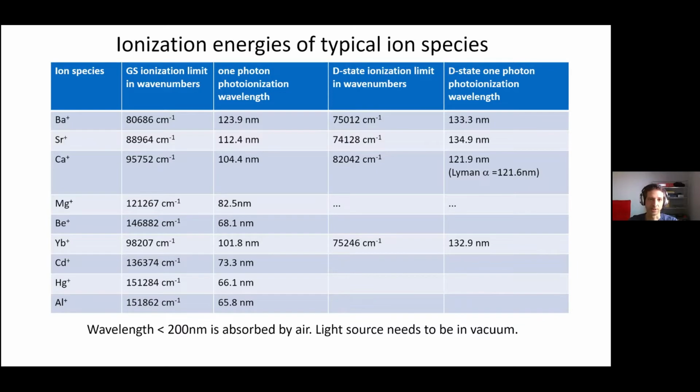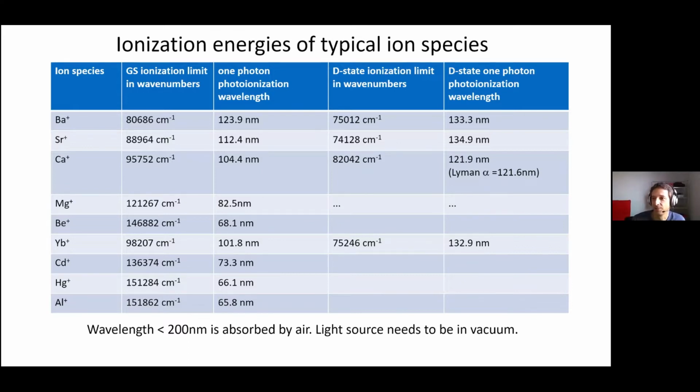If you look at typical ion species that are used for quantum computation in different labs around the world, and look at how to bring such species into Rydberg states, then you will realize that all of these ions need really high energy to bring them to Rydberg states. You need lasers with wavelengths of around 100 nanometer to bring them from a ground state into a Rydberg state, or even smaller than that. Unfortunately, wavelengths below 200 nanometers are already absorbed by air.